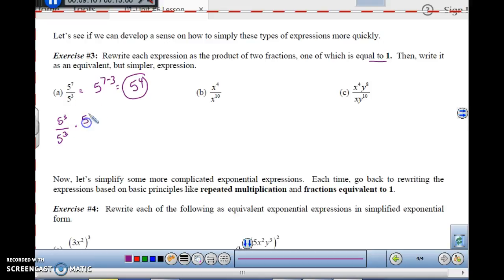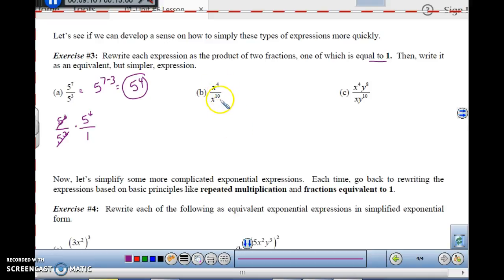5 to the 3rd times 5 to the 4th is 5 to the 7th. 5 to the 3rd times 1 is 5 to the 3rd. So this divides out to be 1. 5 to the 4th over 1 is just 5 to the 4th. All right, I like the division rule better. But where you have to be careful with the division rule is where your exponent is bigger.